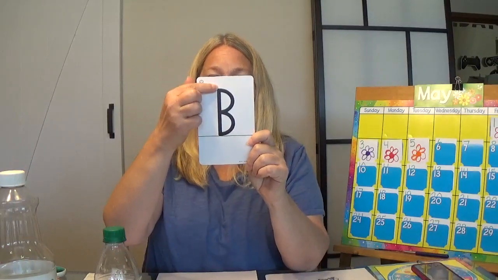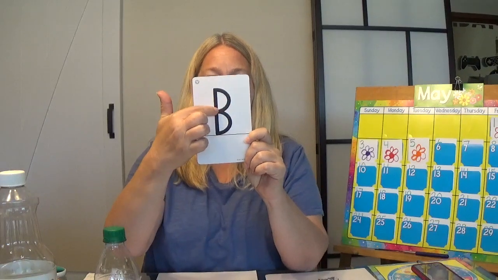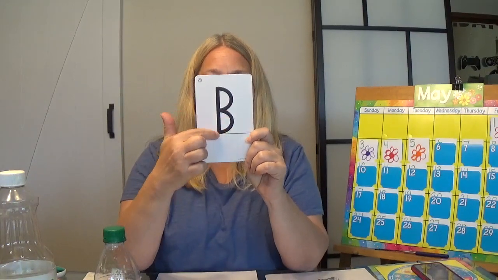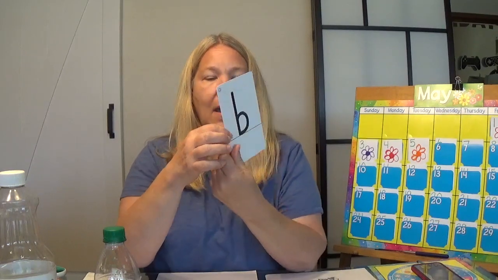Okay, today we're going to be working on the letter B. A capital B starts at the top, straight line down, jump to the top, little curve to the middle, and then a little curve to the bottom. B says B. Lowercase b, start at the top, straight line down, jump to the middle, little curve to the bottom. B like bear, or boy, or boot, or birthday.